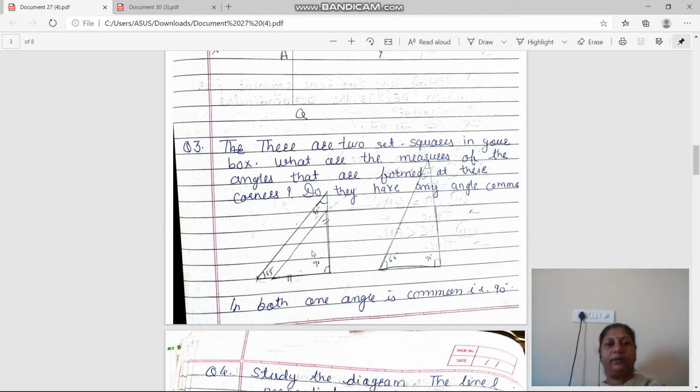In both there is 90 degrees, that is a right angle. In one it is 45, 45, and the next one, which is the longer one, has 30 degrees and 60 degrees. So 30, 60, 90 is one type of set square, and 45, 45, and 90 is the other one. And which is the common angle? 90 degrees.